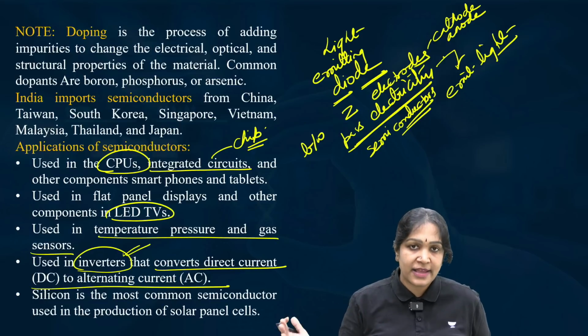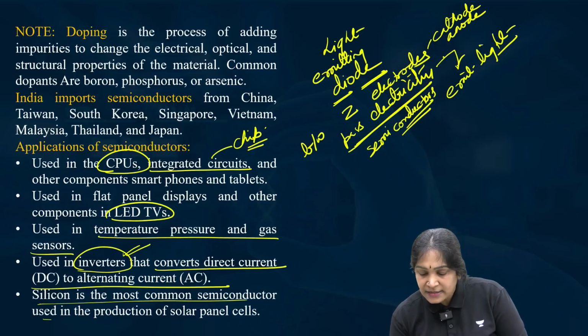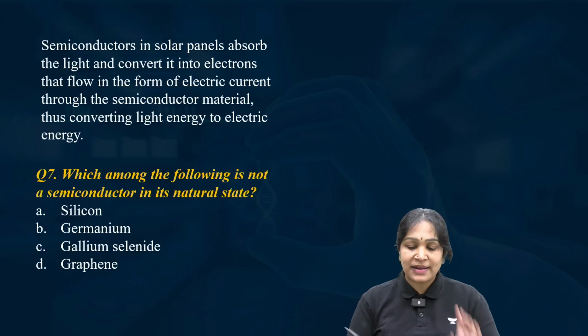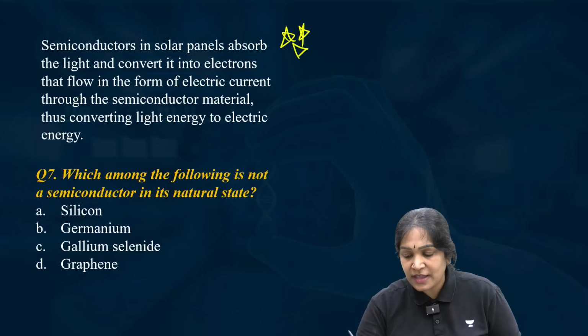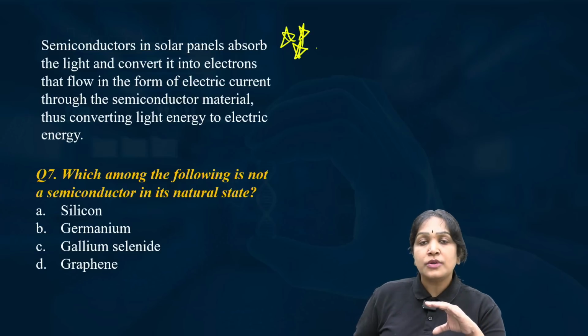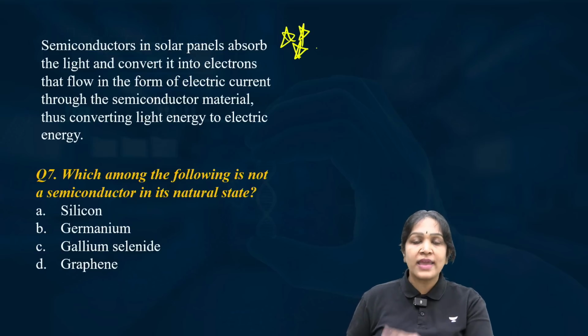So a very wide range of applications, right? Silicon is the most common semiconductor used in solar panels. In the solar panels, what will it do? I have given this, very important, read this. Do we use semiconductors in solar panels? Yes. Why and how?